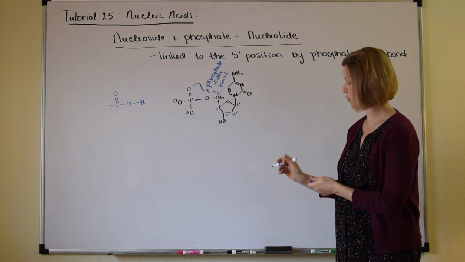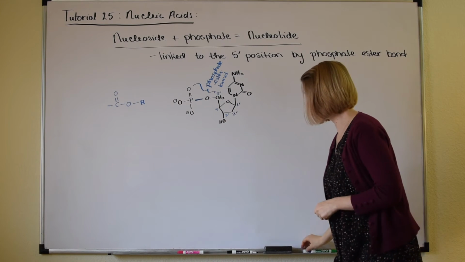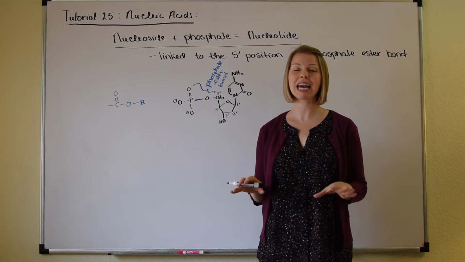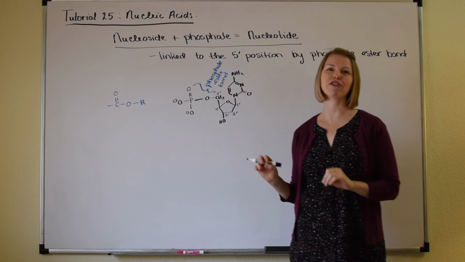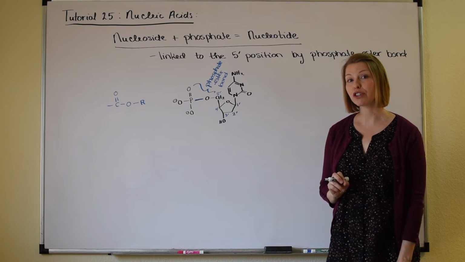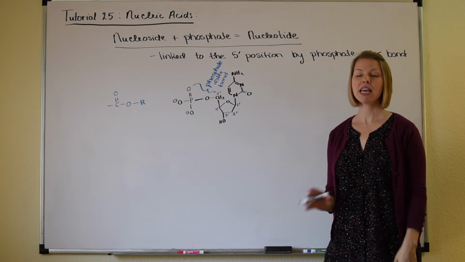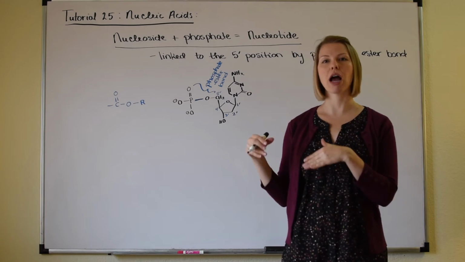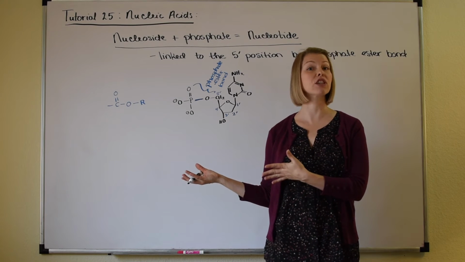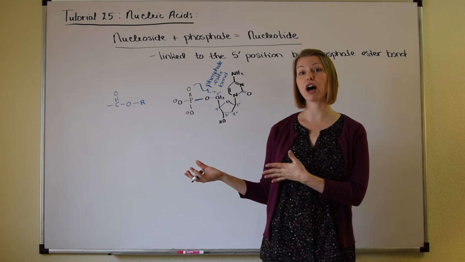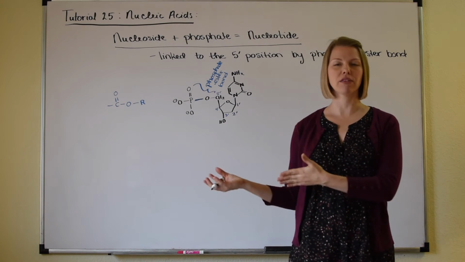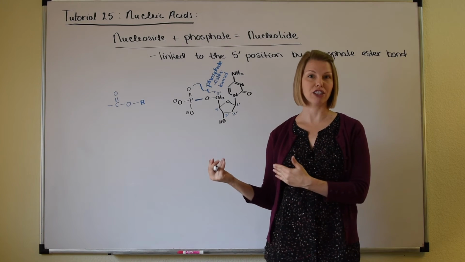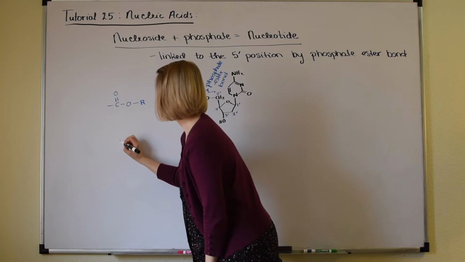So how do we name nucleotides? Well, the good news is if you understand how to name a nucleoside, this part will be very, very easy, because all you do to name a nucleotide is first name the nucleoside and then add 5' monophosphate. That's if there's only one phosphate. If there's 2 phosphates, it's a diphosphate. And if there's 3 phosphates, you'll add triphosphate. So let me write that down here.